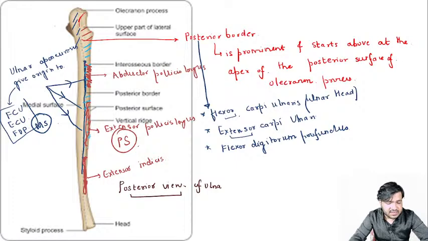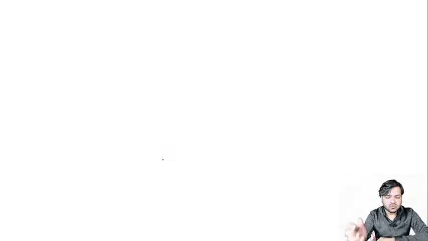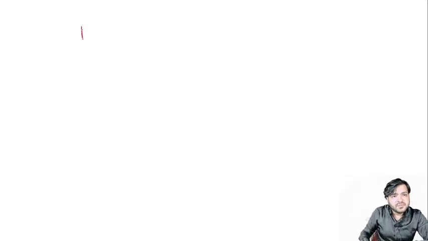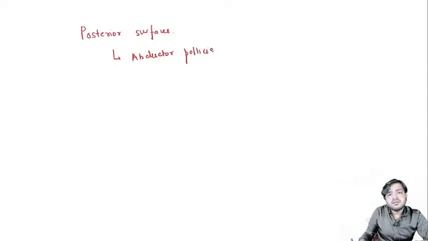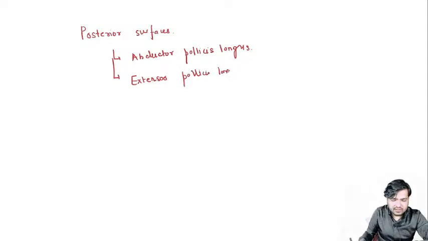I will write this also so that you don't forget. Basically from the posterior surface you will have three muscles originating. Write down: the Abductor Pollicis longus, Extensor Pollicis longus, and Extensor indicis.